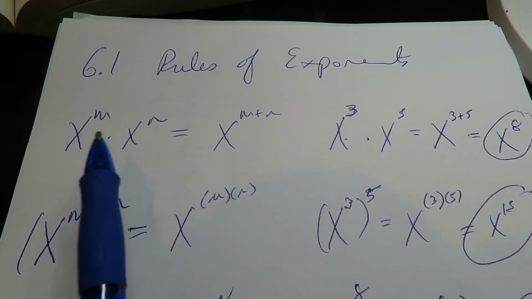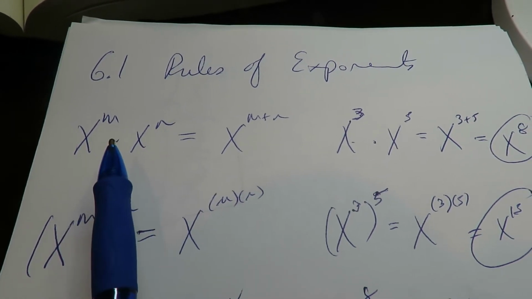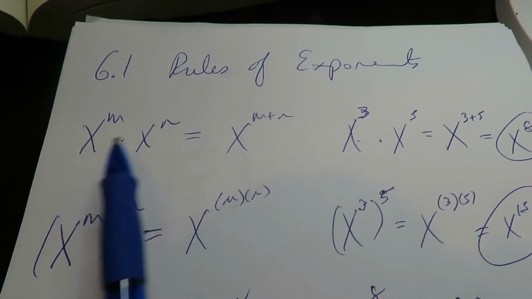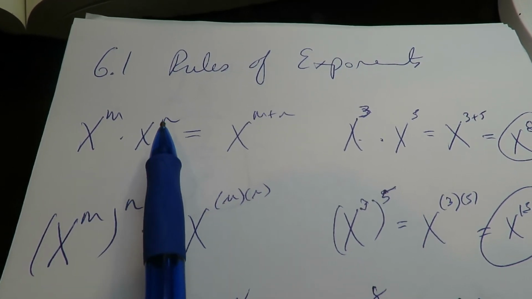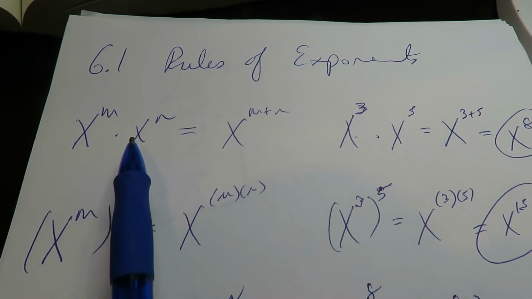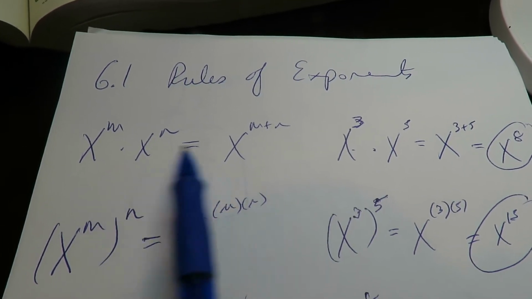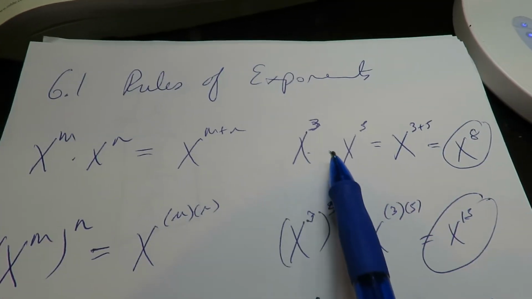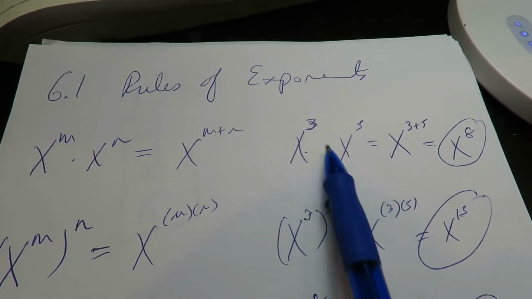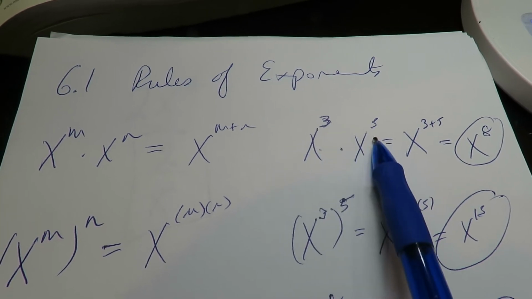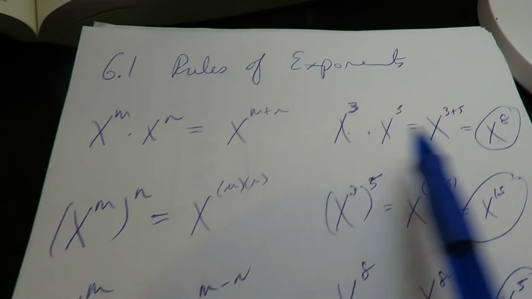Alright, so here's the idea. This is a really fun section. This will just take me a few minutes to fix. When you have the same base and you're multiplying exponents, what you have to do is add the exponents. So like over here, if I do x to the third times x to the fifth, I add the exponents to get x to the eighth.